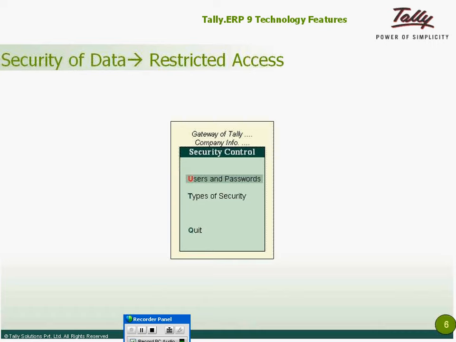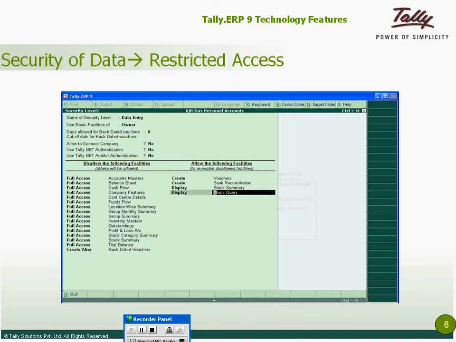Once the administrator logs into the company, he gets the access to security control. From the security controls, he can create new users and passwords, and also he can define the new types of securities. When you hit enter on types of security, it takes you into security levels. Here, you can define the type of security level you wish to assign.